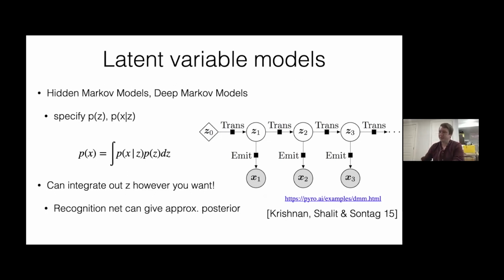And so, one of my favorite model classes is the deep Markov model or deep Kalman filter that was developed by Rahul Krishnan and David Sontag when they were at NYU, which just says, okay, it's like a Kalman filter, but with nonlinear dynamics and nonlinear non-Gaussian observations. This introduces a hard inference problem, but we have a lot of options for integrating out the latent state.